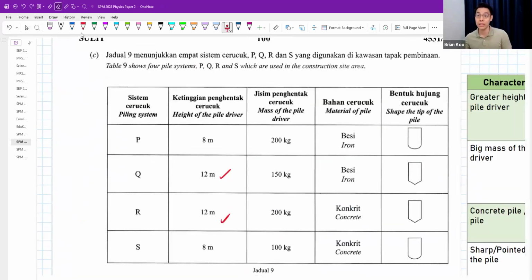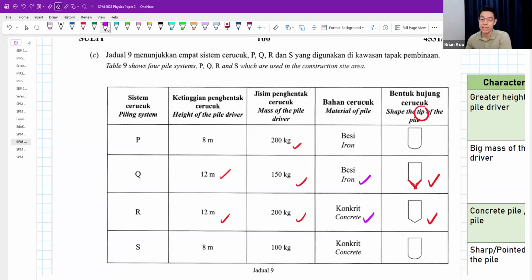Mass also has to be greater. But honestly, I think all these three are quite good. And also it has to be a sharp tip at the power driver. If it's sharp, then only it can poke into the ground, right? It can go into the ground deeper. If it's flatter like this, it's a bit hard to go in. But honestly, for the power material, it can be both iron and concrete. Okay, it can be both iron or concrete.